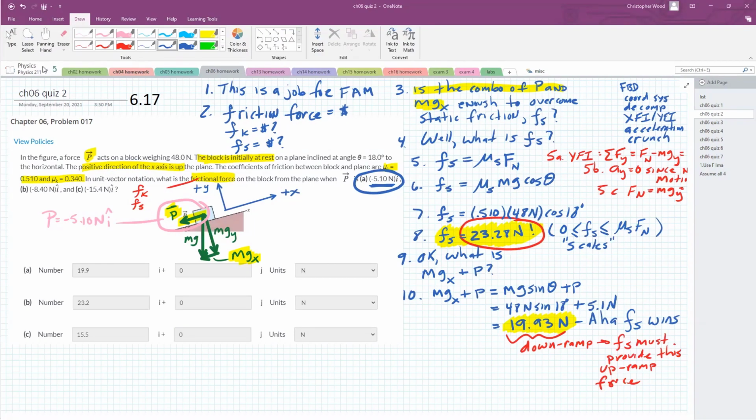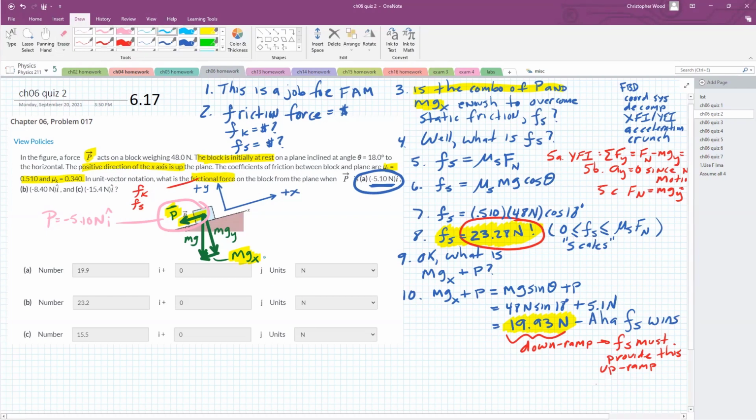Now that we're back, to recap, I have shown that these two forces, mgx is a down ramp force, p is a down ramp force. They combine to exert 19.93 newtons of downward force on the ramp. And the good news is, from a static friction point of view, I can meet that.